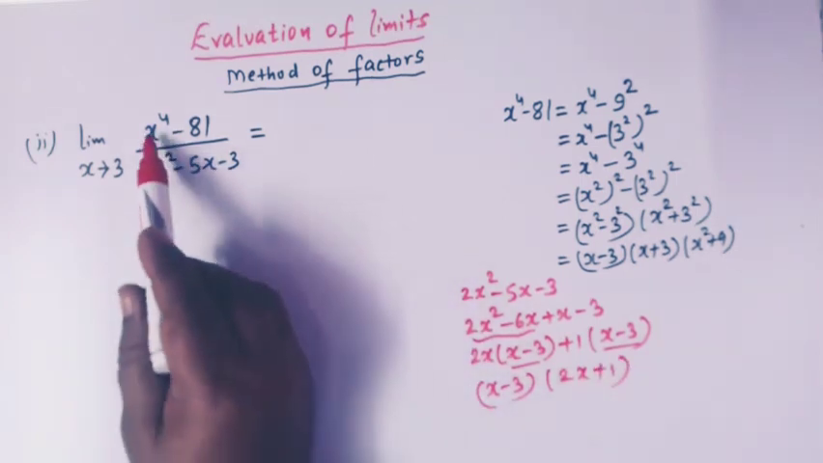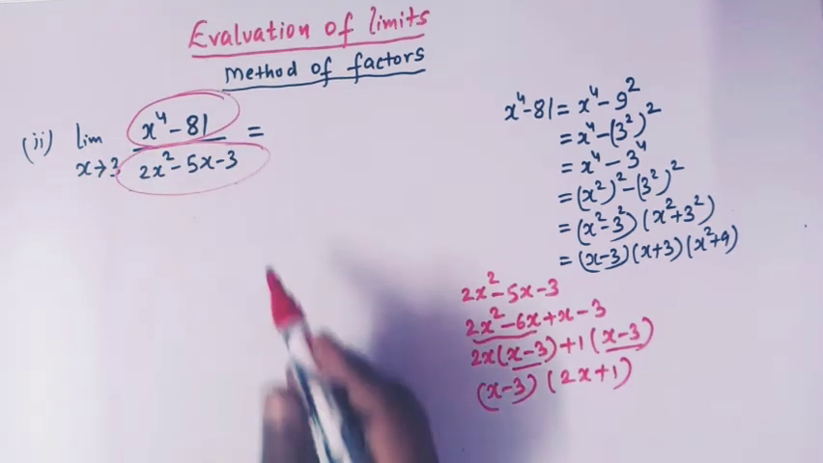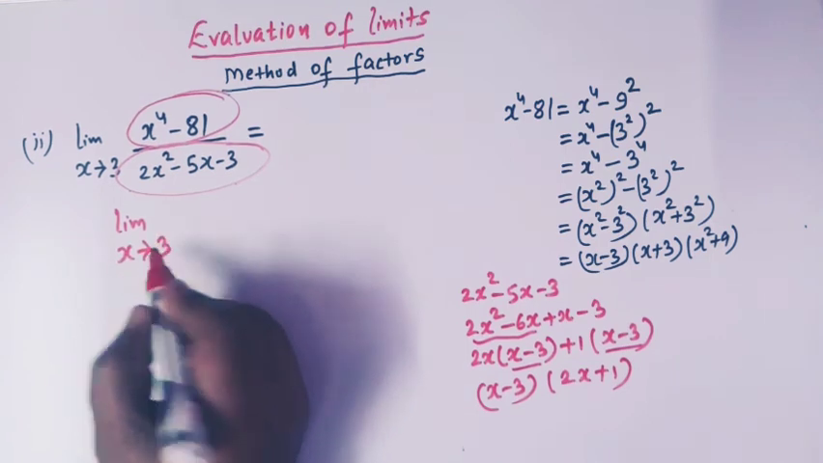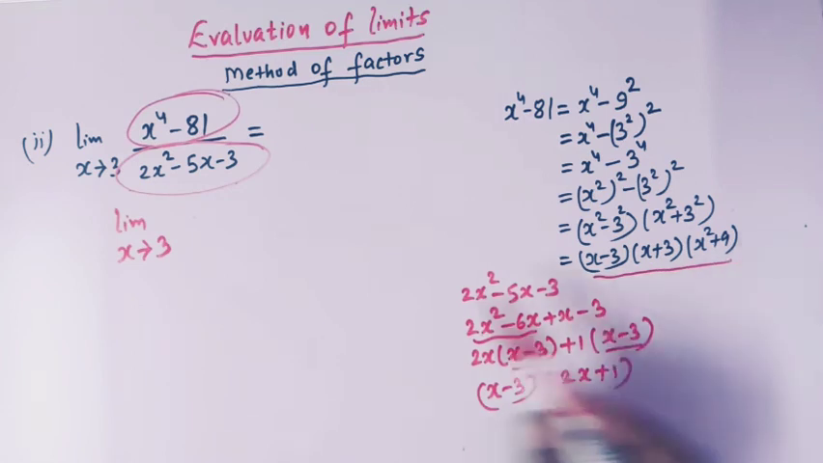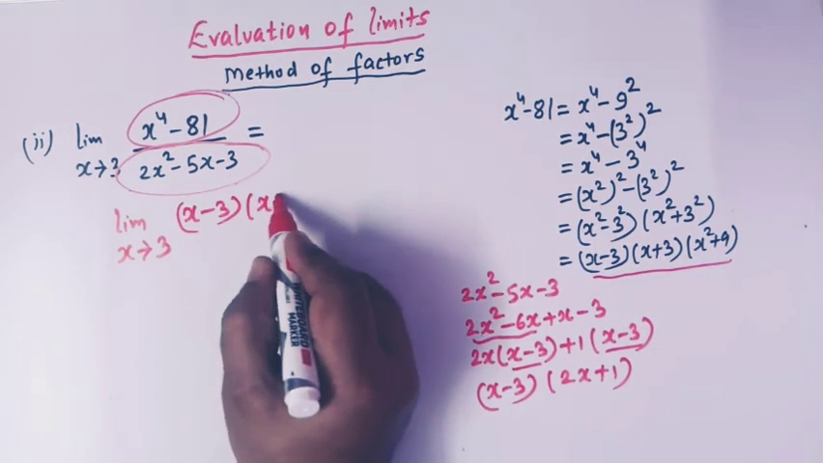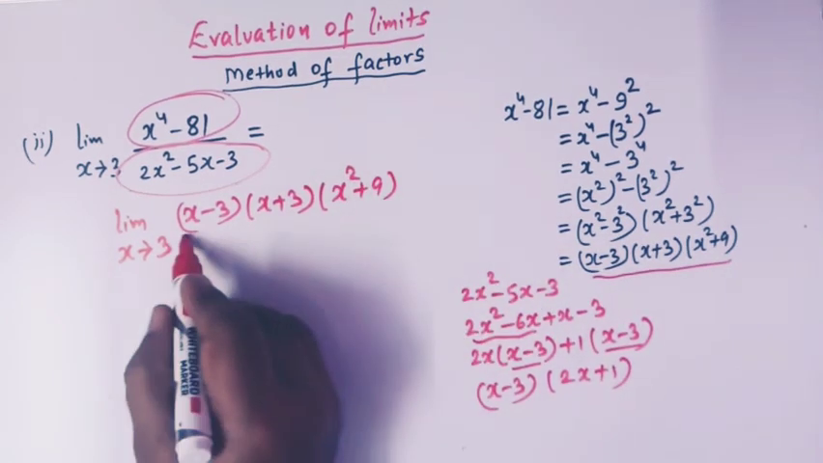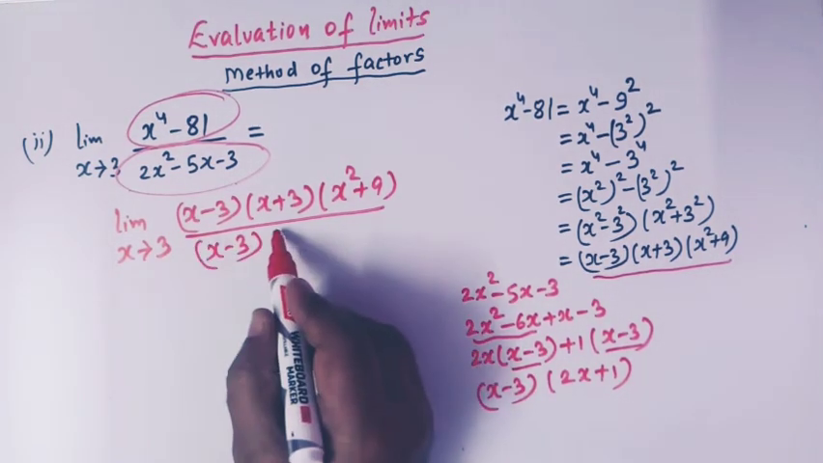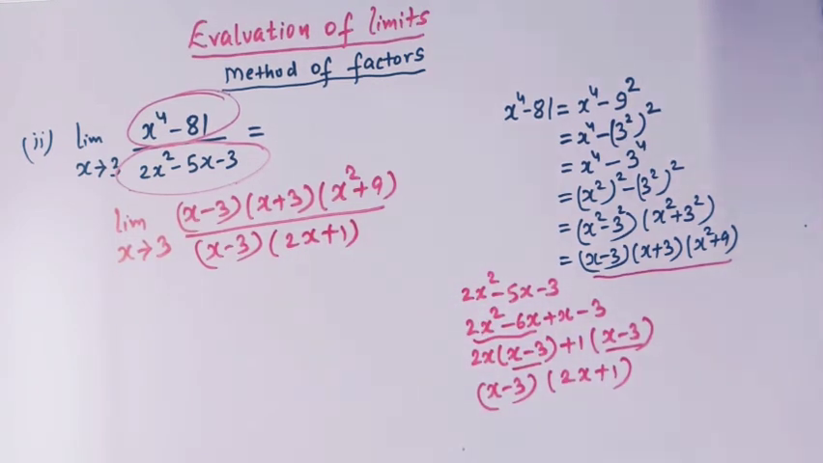So here we have factorized this term and this term, right? So this limit can now be written as limit x tends to 3. For x raised to 4 minus 81, we can write this expression. So we have x minus 3, x plus 3, and x square plus 9, divided by x minus 3 times 2x plus 1, right?